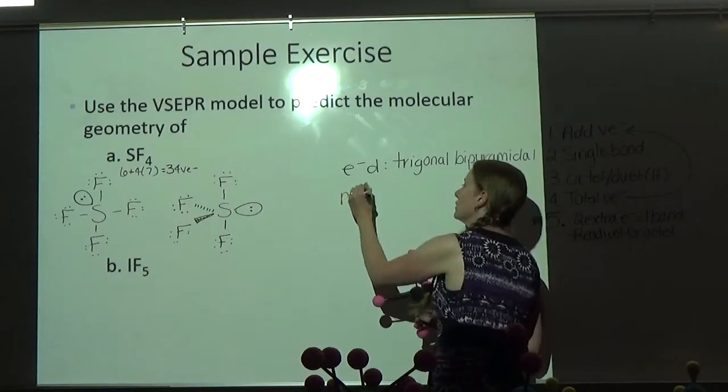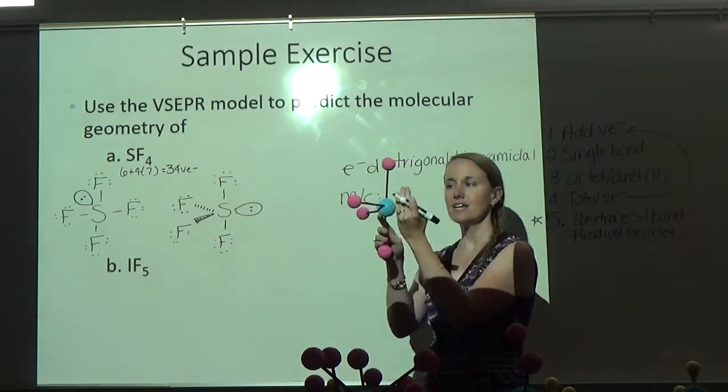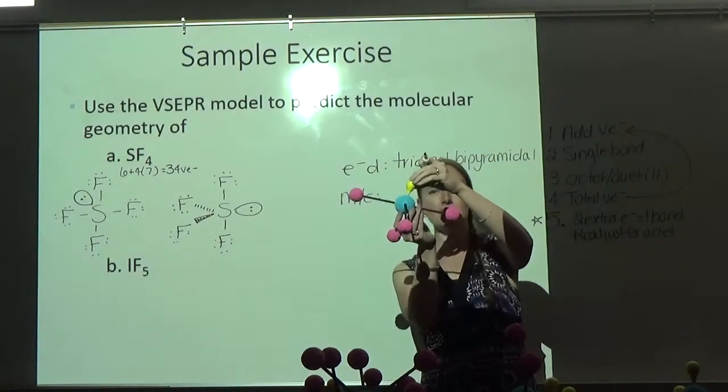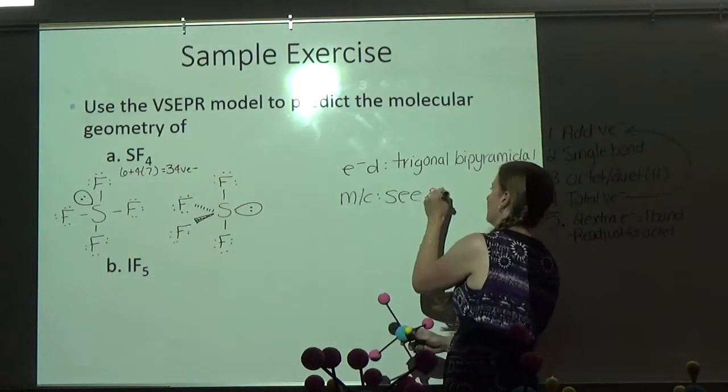The molecular shape though, because one is a lone pair, I can't see this. So the molecular shape, this is the weirdest one for people to remember. It is seesaw. So molecular shape is seesaw.